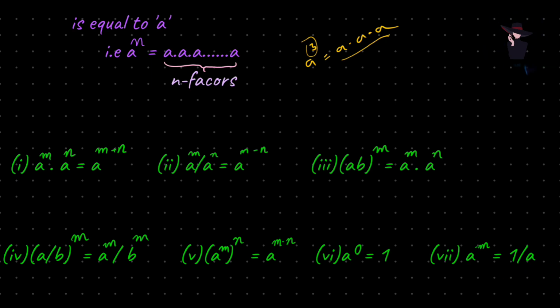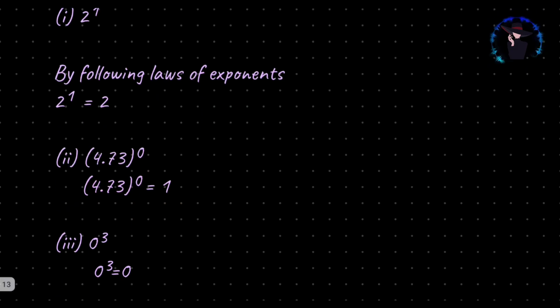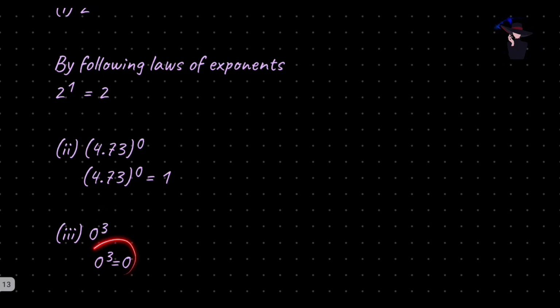Moving on to the problems. First question is to evaluate 2^1 by following the laws of exponentials. 2^1 is 2, which means it is only 1 time 2, right? As it is power 1. Something power 0 is always 1, no matter what the number is. If it has power 0, it's always 1. That is what we have seen. 0 cube is always 0. No matter how many zeros you multiply, it's always 0.